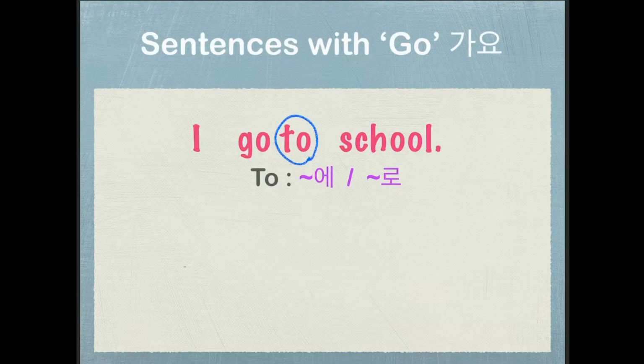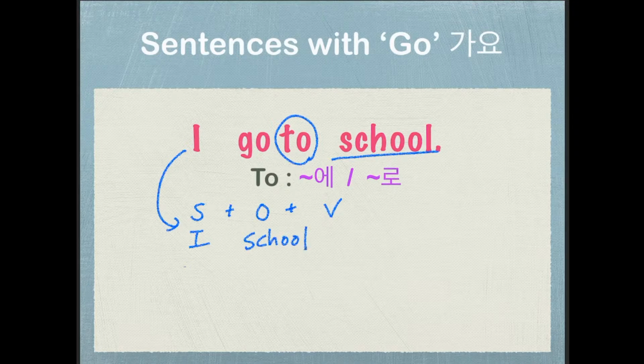First of all, I should tell you one more time the structure of a Korean sentence. So what first? Subject first, and then object, and then verb. I, in school, and go, right? But I told you we're gonna study to today.